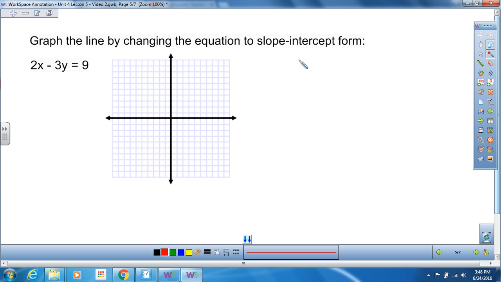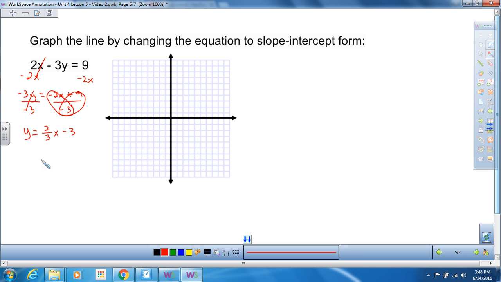Another way to graph these is to put them in slope-intercept form and then graph using your slope and y-intercept. So that's what we're going to do. Then to change this from standard form to slope-intercept form, I get y by itself. So subtract 2x. So I have negative 3y equals negative 2x plus 9. Divide everything by negative 3. Remember to keep the slope as a fraction. So negative 2 over negative 3 is positive 2/3. And 9 divided by negative 3 is negative 3.